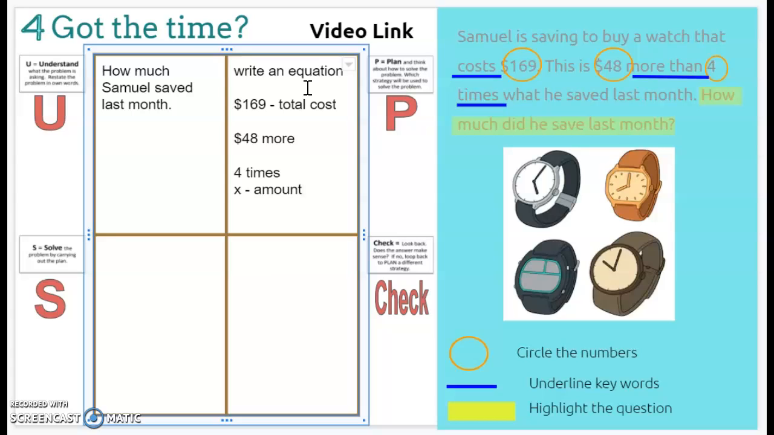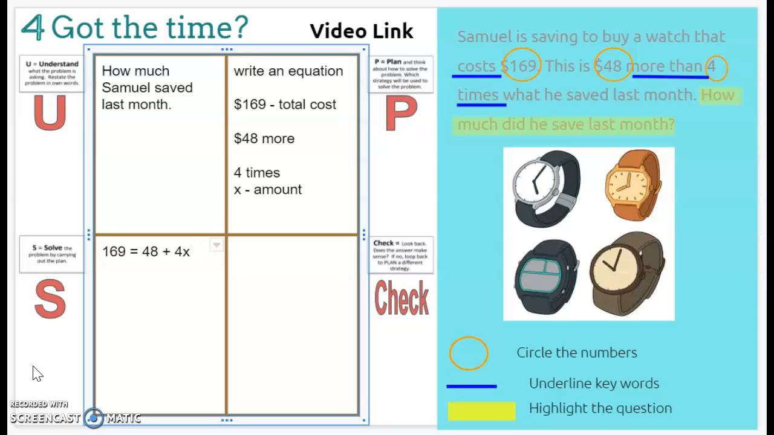Okay, so when we write our equation, we have our numbers up here, and this is what this is telling us. We have the $169, which is the cost of the watch, so the total cost. $48 is kind of the base fee, and then 4 times what he saved last month. We're not sure of the amount. So we need to actually write this equation. So 169 is our total amount. We have 48, and we're going to add that to 4 times the amount that he saved last month. Again, we're not actually sure how much that is.